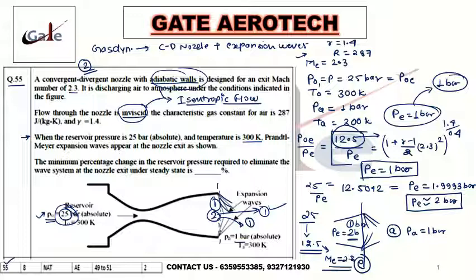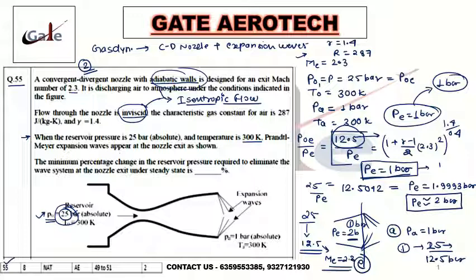So I hope you understand the intent of the question and why they have given it. They want to check your understanding of expansion waves, and of supersonic nozzles and isentropic flow through the nozzle. I hope you understand this, and if you did not get it, you can match this. So now we want 1 bar, right? Let me complete this also.